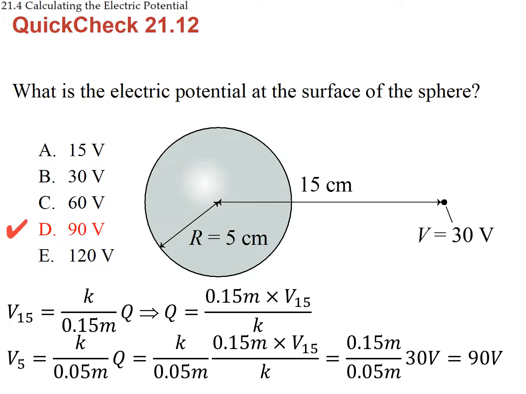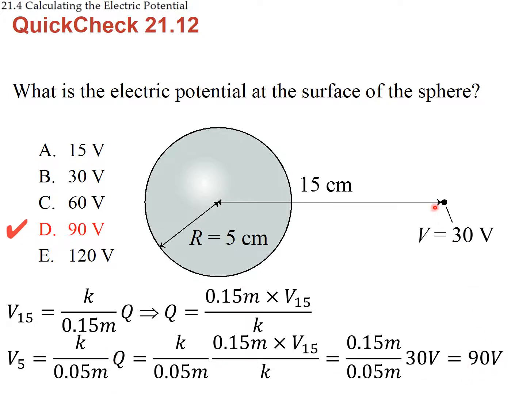Well, we want the potential at 5. The potential at 5 is going to be given by this, but we do not know what the charge is. But we do know that 15 centimeters away, the potential is 30 volts. So from here, we obtain the charge as being given by this, which is 30 volts times the distance, and we use it here. And in doing that, we end up with 90 volts.